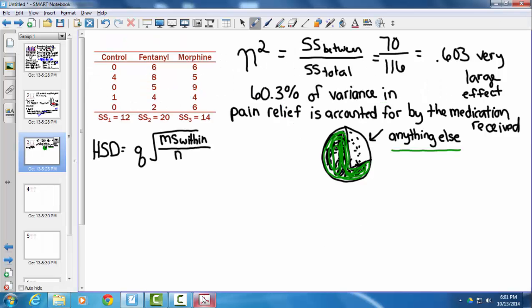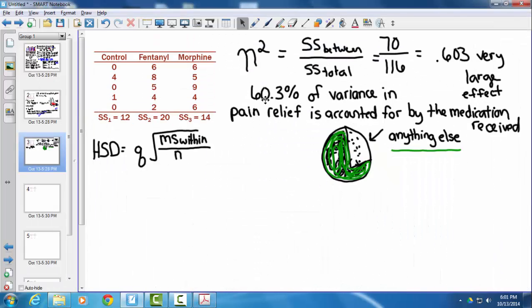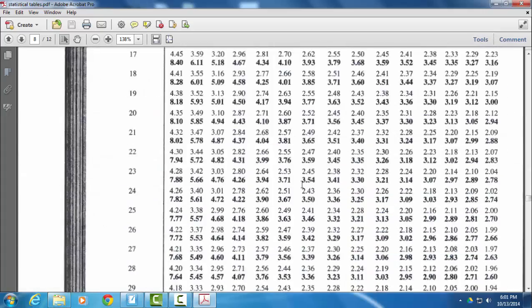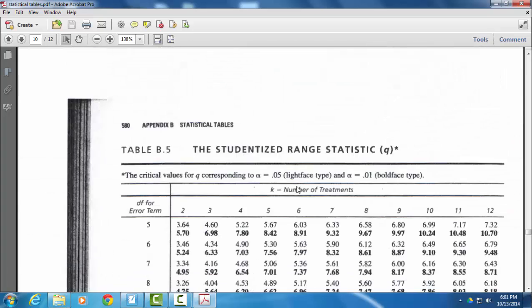So let's go to our table. And remember, our degrees of freedom error, I'll go ahead and write this here. Degrees of freedom error is equal to the degrees of freedom within, which was equal to 12 from our source table. All right, table time. So you want to go to the table that follows the F table. It's the studentized range statistic, Q, right? There's our Q.